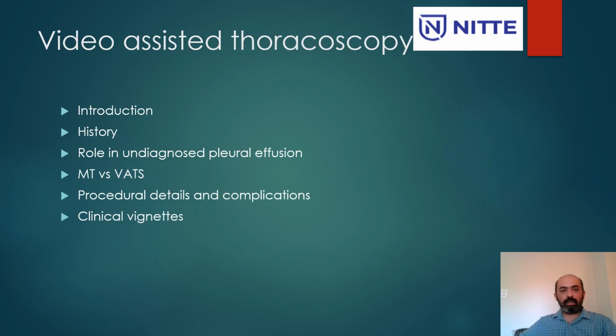Coming to the last section of interventional pulmonology part 3, video assisted thoracoscopy, also known as medical thoracoscopy. We'll discuss the introduction to medical thoracoscopy, a brief history, the role of medical thoracoscopy in undiagnosed pleural effusion, the essential differences between medical thoracoscopy and video assisted thoracoscopy, procedural details, complications, and clinical vignettes. We'll also discuss both rigid and semi-rigid or flexible thoracoscopy.